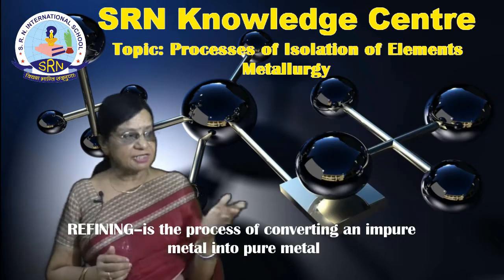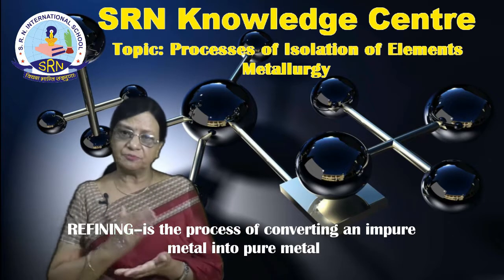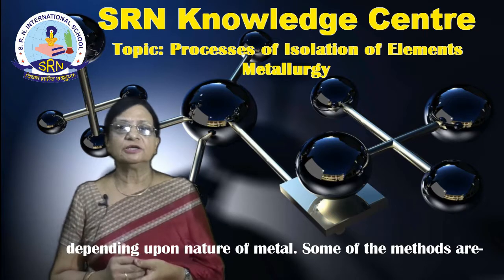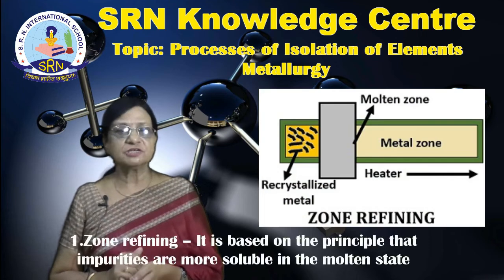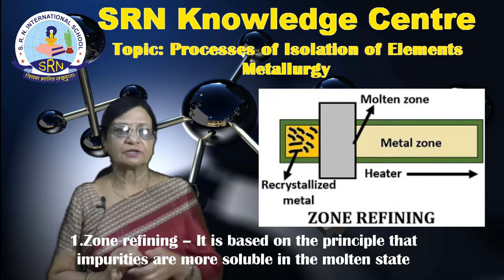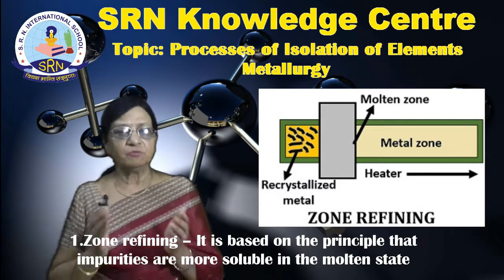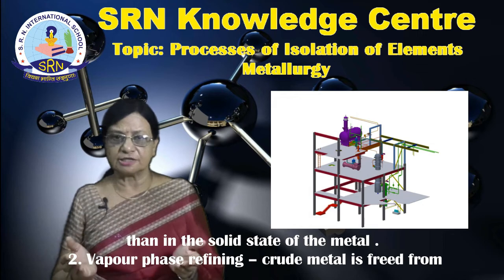And the last step is refining. Refining is the process of converting impure metal into pure metal depending upon nature of metal. Some of the methods are: first is zone refining. It is based on the principle that impurities are more soluble in the molten state than in the solid state of the metal.